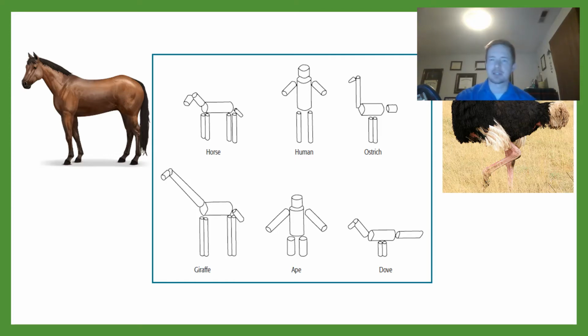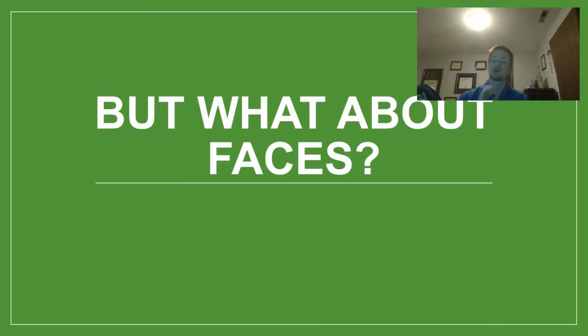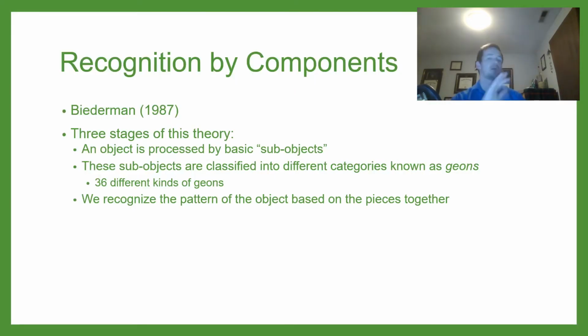I hope that makes sense, because again, we can look at the sub-objects of an ostrich, and it has the exact same ones as a dove or as a pigeon, but they're just in different proportions. They have a different relationship with one another, and that relationship is going to tell us what that specific object is. Alright, so that's pretty much it for object recognition.